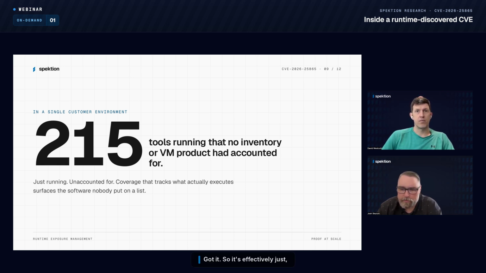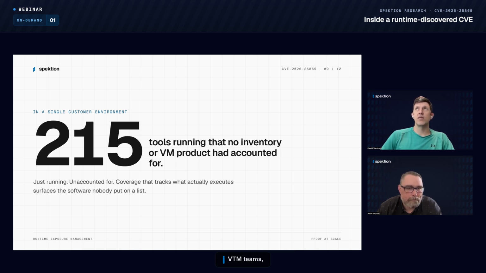Got it. So it's effectively unknown attack surface, or what we would classically refer to as an attack surface reduction exercise. But in this case, you're actually able to prioritize it because you can see truly not just the access level, but what is the inherent risk of allowing that software to exist in your environment.